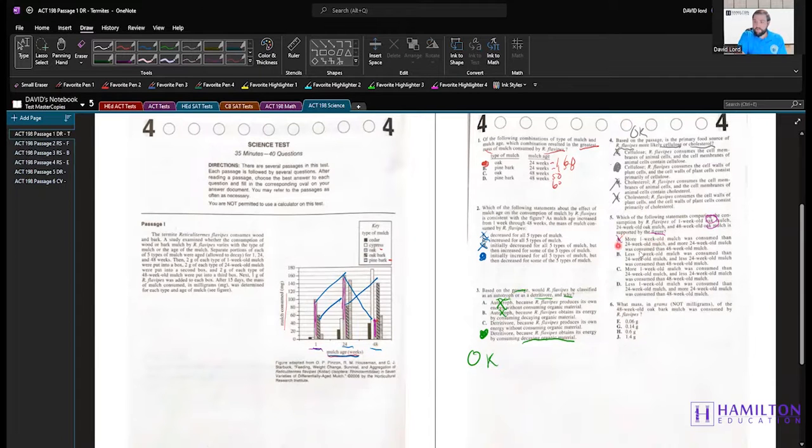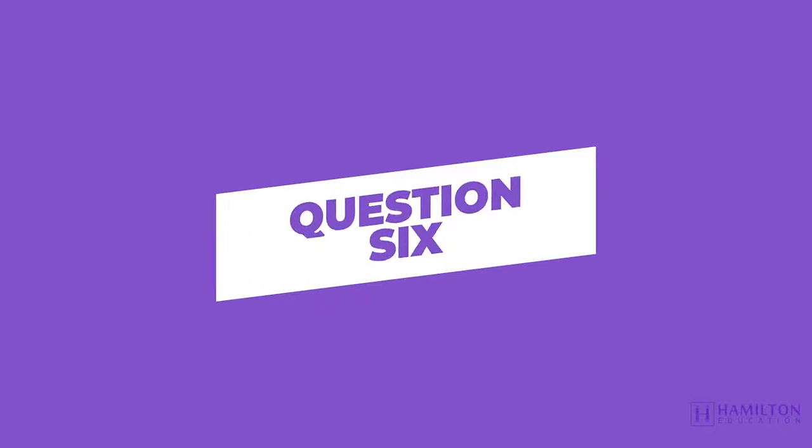So it's not A. B, less 1-week mulch was consumed than 24 weeks. That's good. So that's a check mark. And less 24-week was consumed. Well, no, we want more. So it's not B. C, more 1-week mulch was consumed than 24-week? No, that's definitely less. So it's not C either. D, less 1-week-old mulch was consumed than 24-week-old mulch, and more 24-week mulch was consumed than 48. Finally, we got the correct answer. The answer is D.